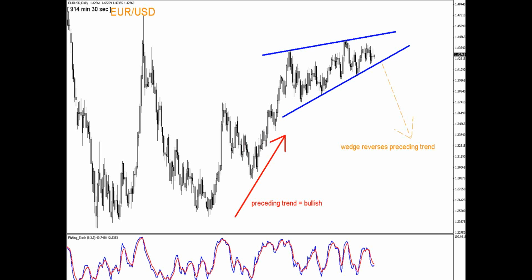So if you spot a pattern like this in an uptrend, you will know that this is a wedge in an uptrend, and that signals a reversal pattern. So you don't want to build long positions, you want to go short. So that is an example of a wedge pattern.